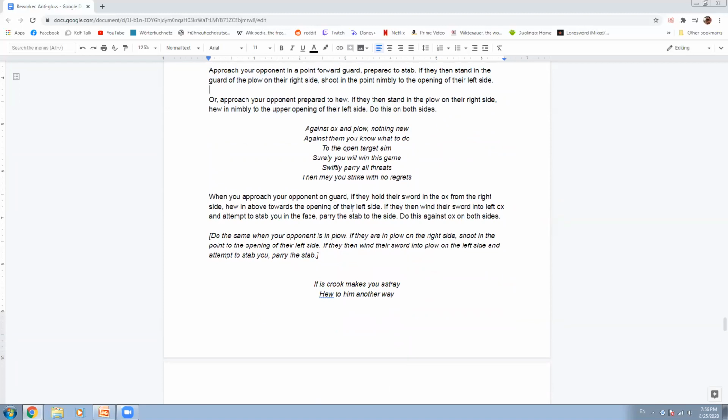When you approach your opponent on guard, if they hold their sword in ox on the right side, hew above to the opening of the left side. If they wind to left ox and attempt to stab, then parry it, and do this on both sides. And then do the same in plow. So this will be your anti-winding. So start in ox on one side. If they're in ox on right side, attack left side, etc.